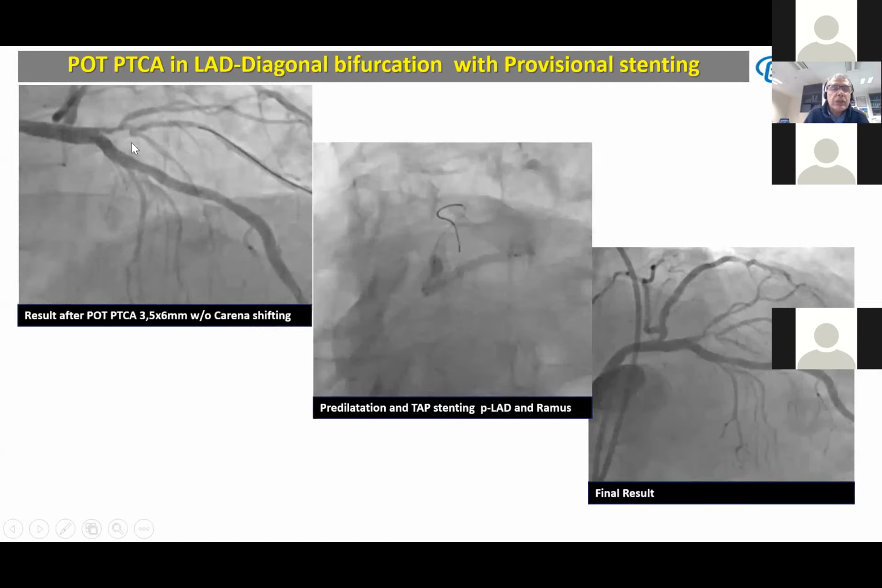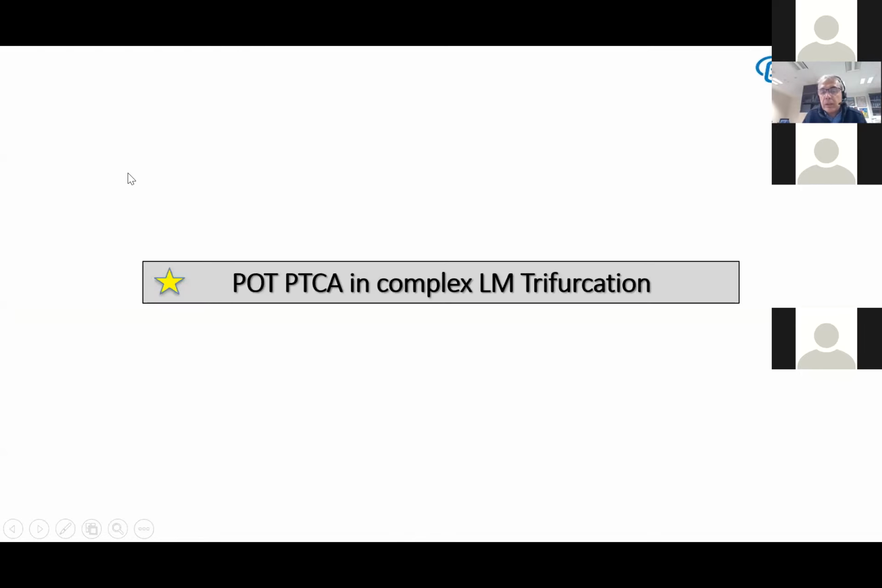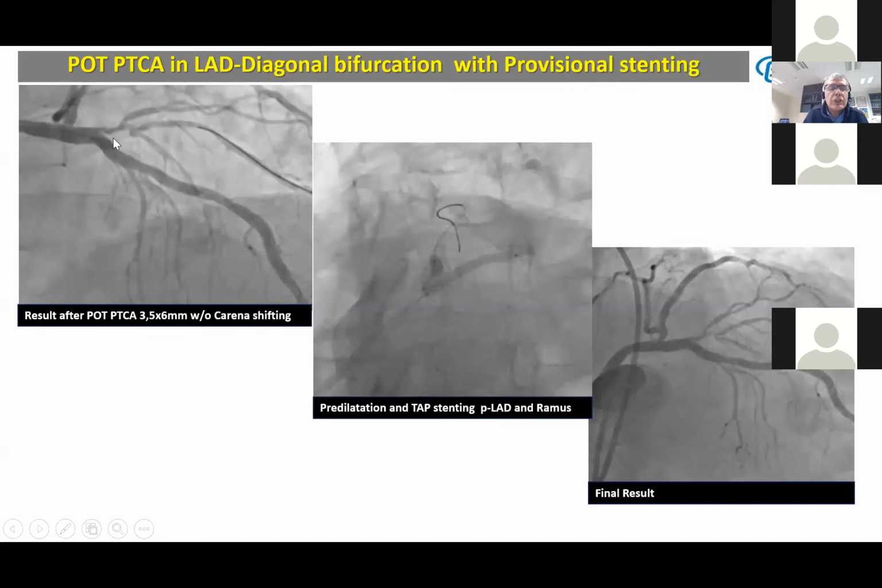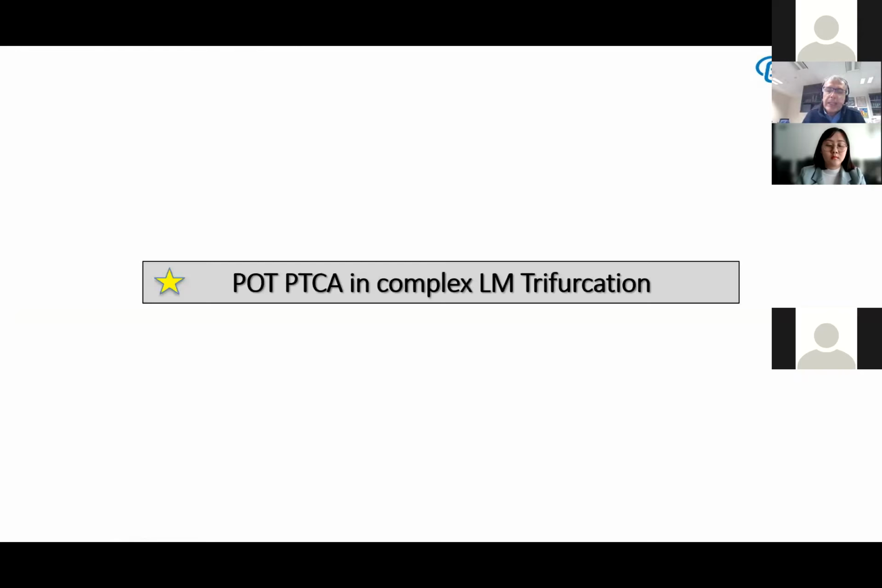You see the result. We don't change the imaging, and appreciate a completely bigger apposition than here. I believe that this is a simple case, but it's crucial to avoid carina shifting. Then I finish with the T-stenting in another big vessel, and this is the final result. This is the first case. The second case is more complex, and a typical case of trifurcation.